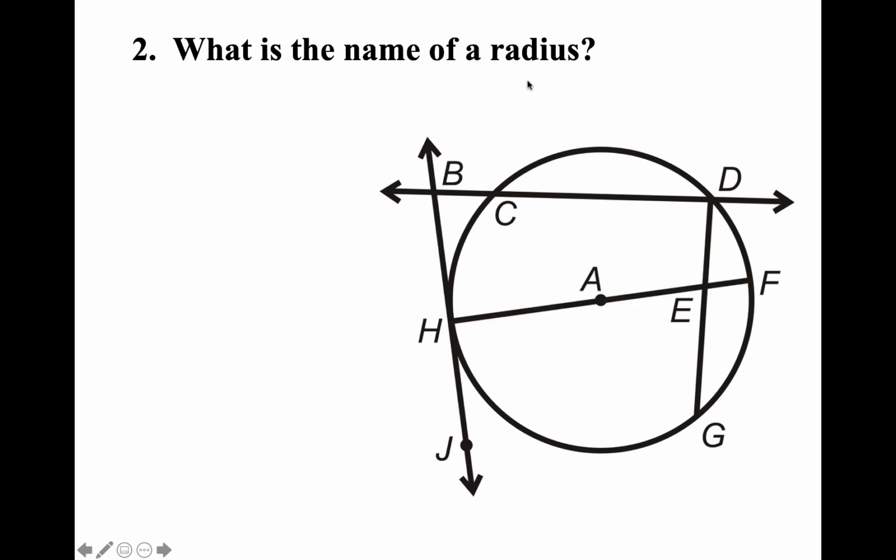What is the name of a radius? So this circle has two radii. This is a radius and this is a radius. So you could have said segment HA or segment FA.